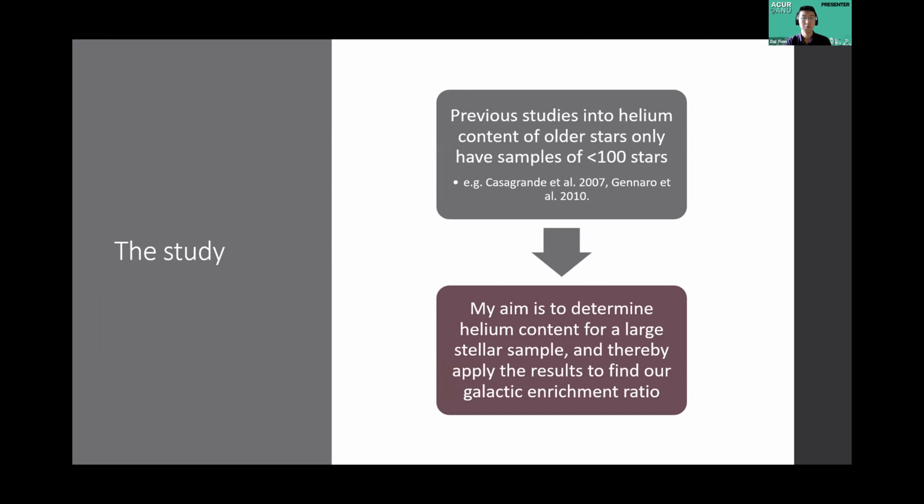And so past studies in this subject only had access to samples of a large handful, and with recent stellar surveys returning measurements for much larger stellar samples than before, the aim of this project was to determine the helium content for a large sample of stars and apply that to find this enrichment ratio. And so this comes in two parts. First is finding the appropriate stars for the study, and the second is to find the helium content.